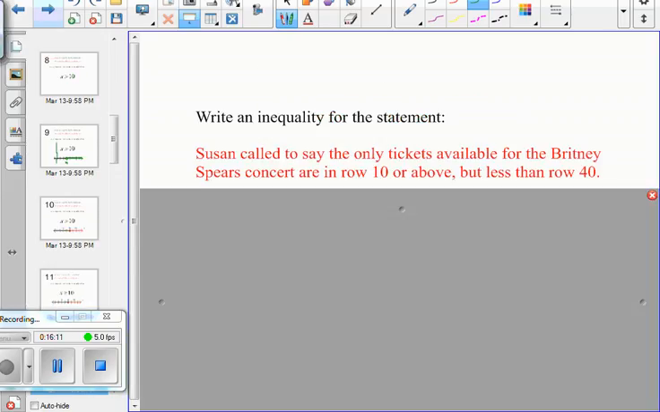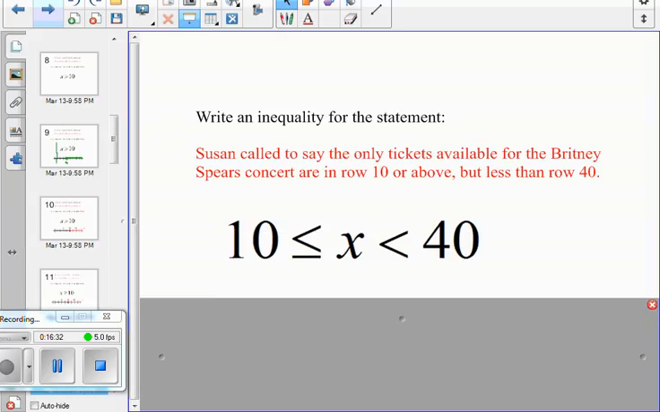All right, Susan called to say that the only tickets available for the Britney Spears concert, which I know you were looking forward to, are in row 10 or above, but less than row 40. Write me an equation. That's actually two equations. Notice we use the sandwich here. Could you write it as two separate equations? Yeah, I gave you an example of that already.